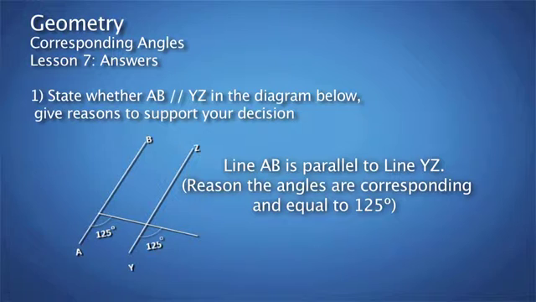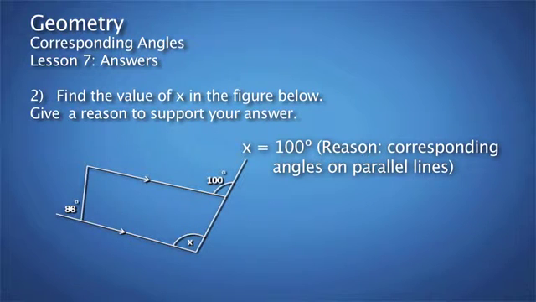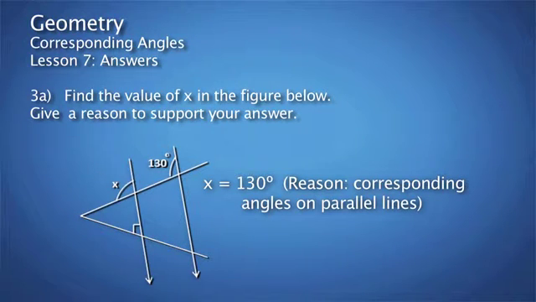Question 1. State whether line AB and line YZ are parallel. From the diagram, we can see that the corresponding angles are equal. They are both equal to 125 degrees. So the lines are parallel. Question 2. Find the value of angle X. If you extend the lines, you will find out that angle X corresponds to 100 degrees, and the lines that form the angles are parallel, so corresponding angles on parallel lines are equal, so X is also equal to 100 degrees.